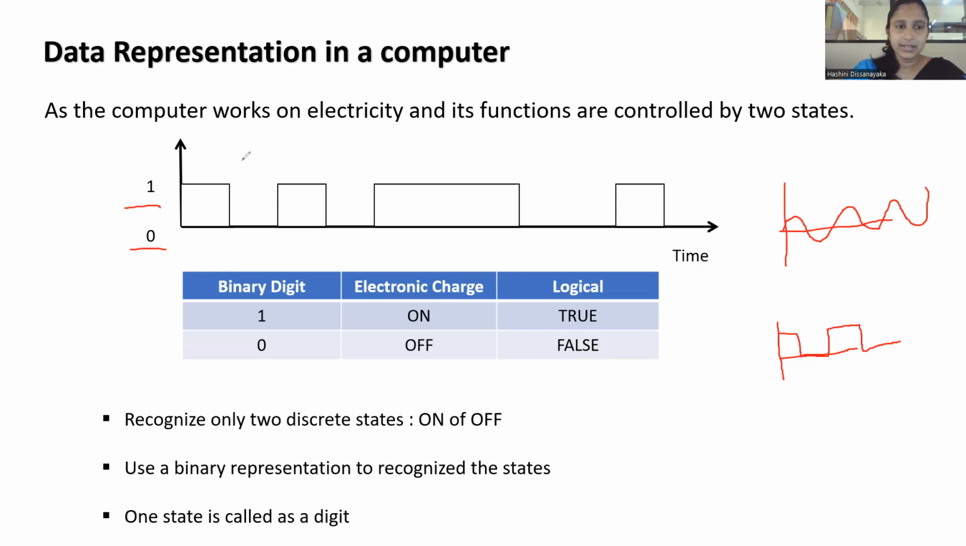These signal types we call digital signals. This signal type we call analog signals, right? So digital signals provide two concepts or two states, 1 and 0. Binary digits are 1 and 0. When it comes to electronic change, it is called on or off.